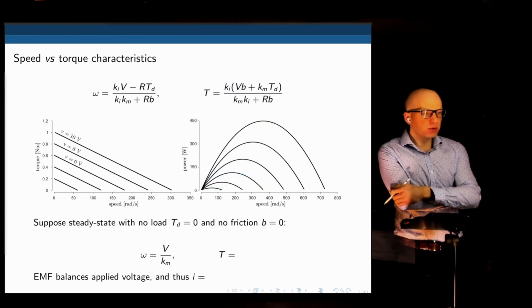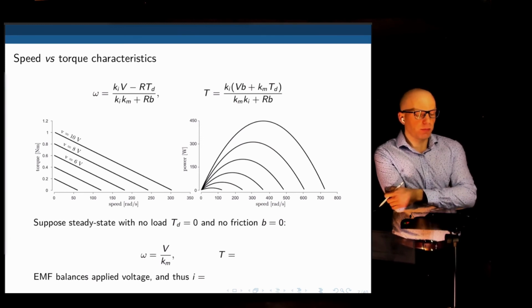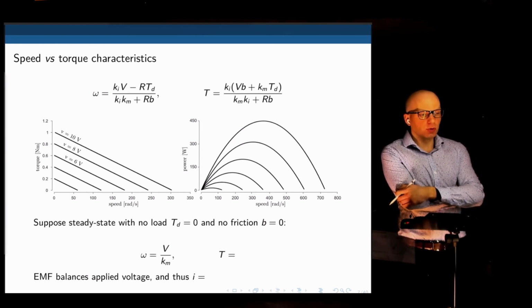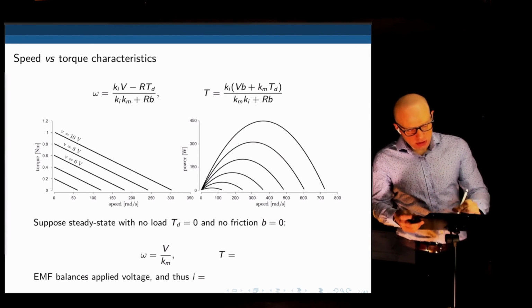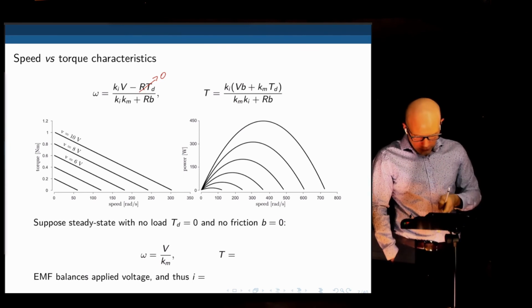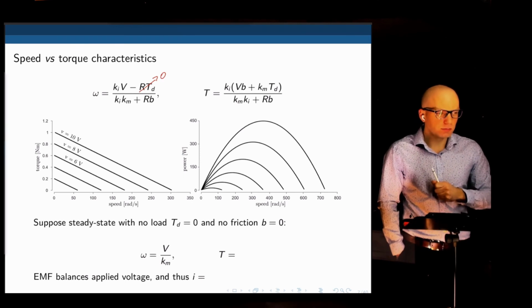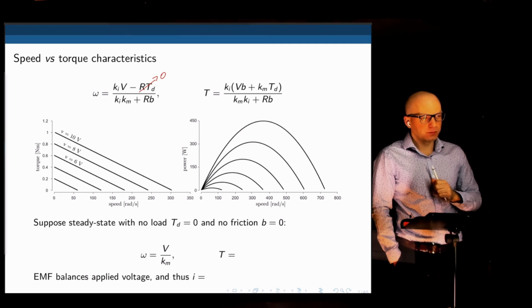Now let's analyze two specific cases. The first one, let's suppose that the system is operating in steady state with a certain speed, a certain voltage. There is no load, so T_D equals 0, and there is no friction. There is no load and there is no friction. What is the current flowing in the motor? And what is the torque developed in the motor? Any ideas?